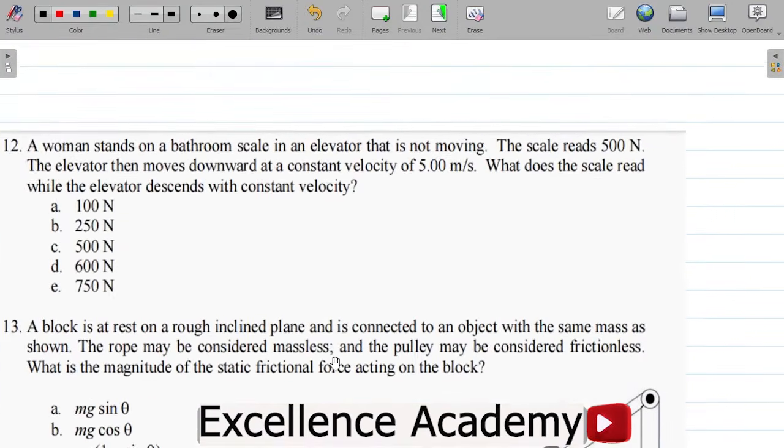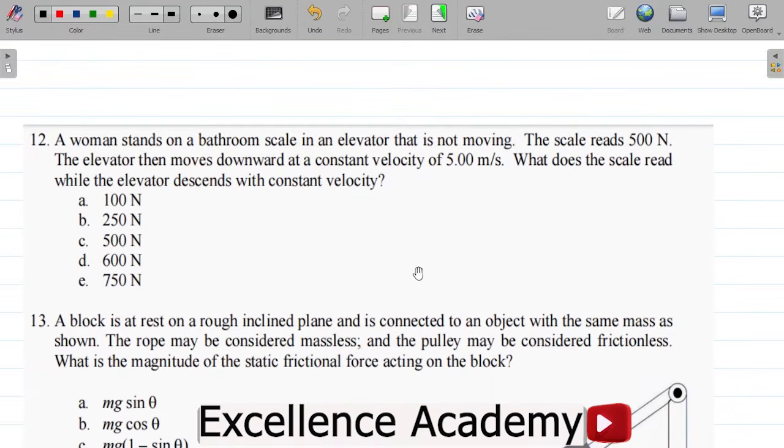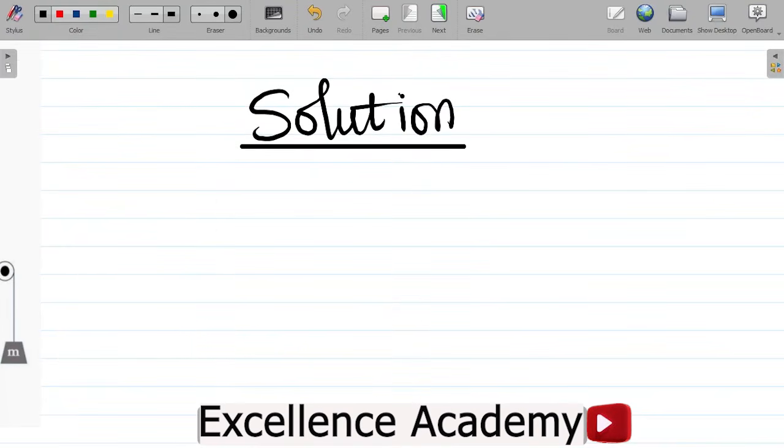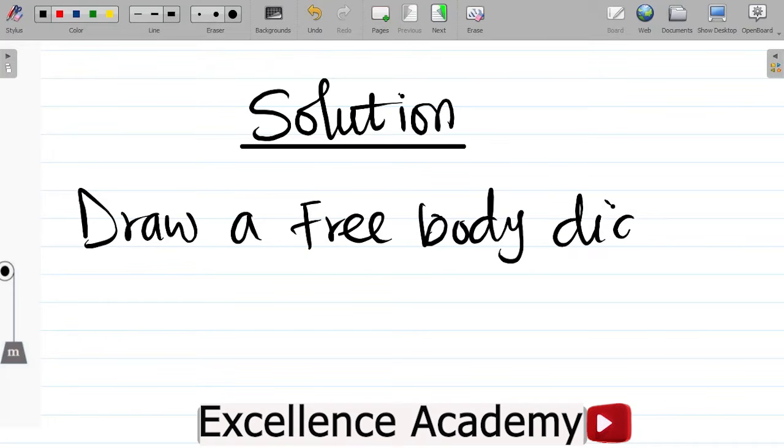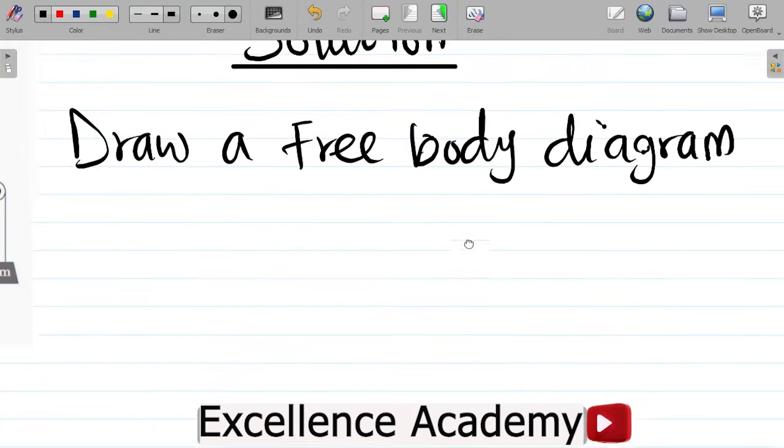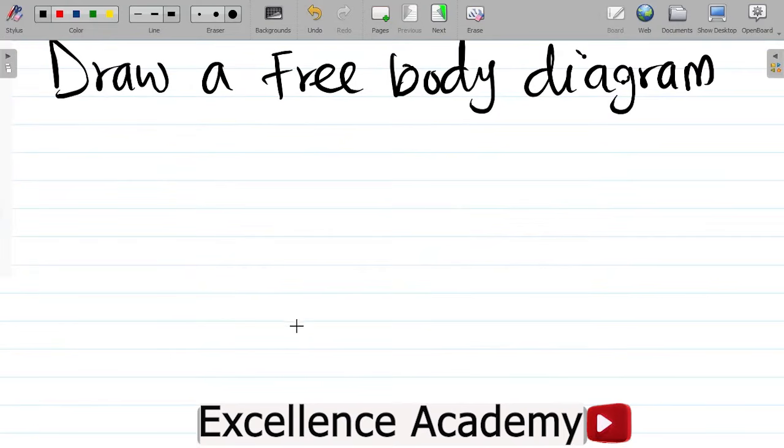All right. Now, the first thing we want to do here is to draw a free body diagram of the woman. Of course, the free body diagram will be of the woman. Let's see how we can do this. So just do this, and then this, and then this. So let's use this to represent the woman.